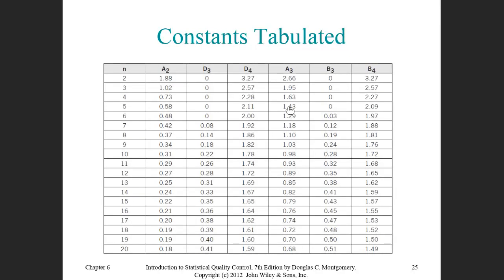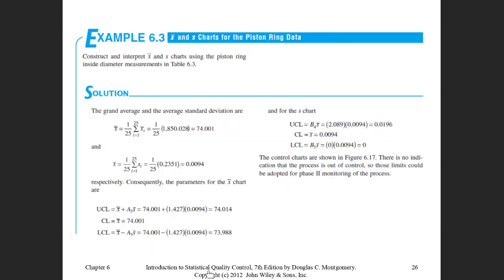This is one of the examples I was telling you. 1.429, or 1.43, is the A3, times the average of standard deviation, which is 0.0094. This is the upper control limit. The same for the lower, except with the minus sign instead of the plus sign.